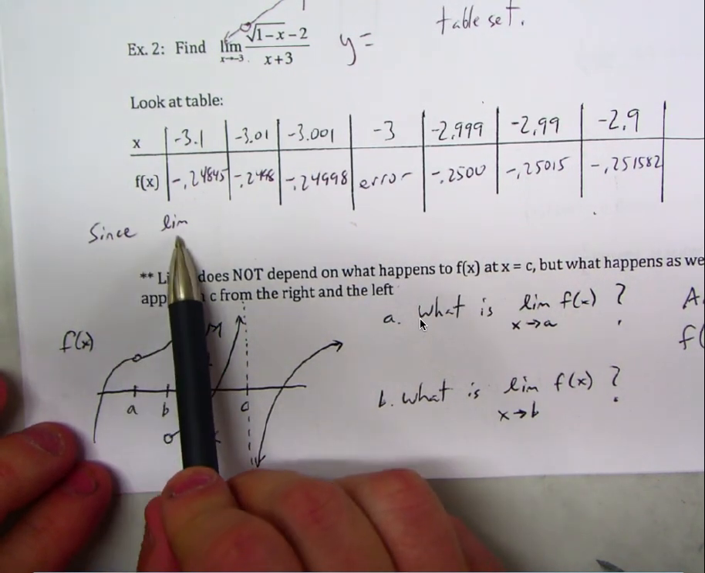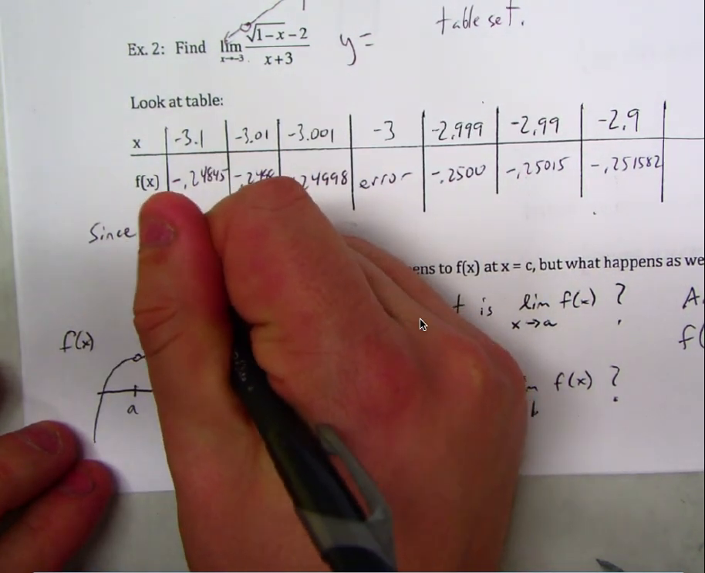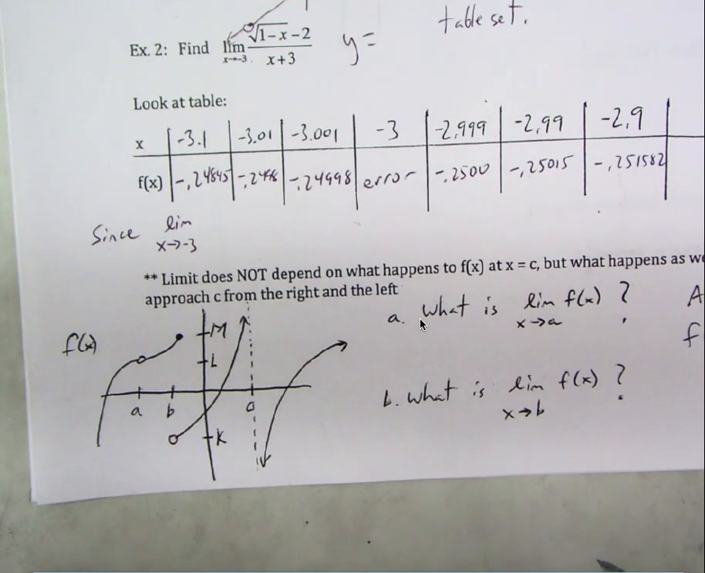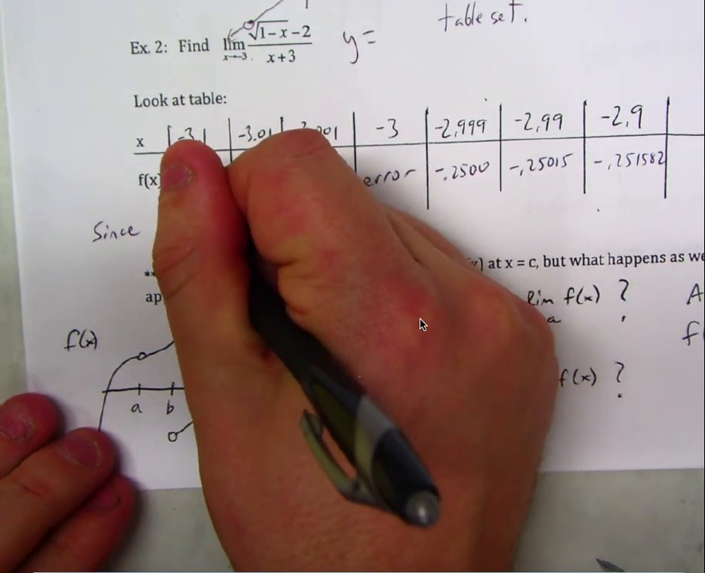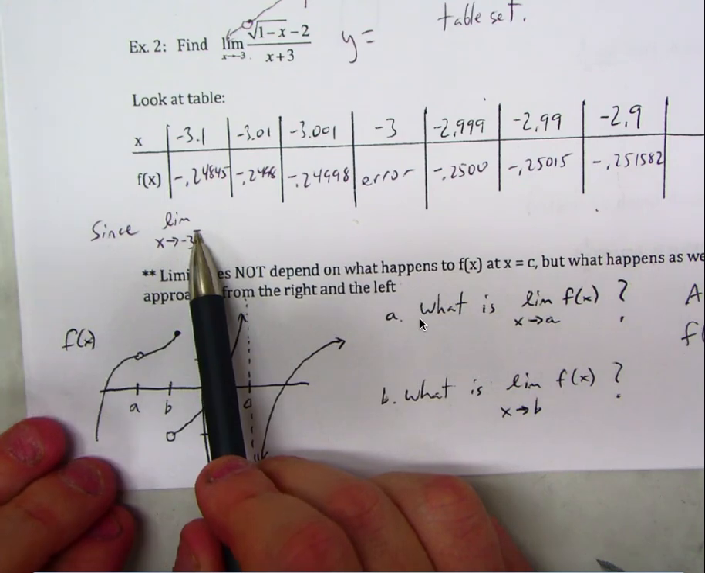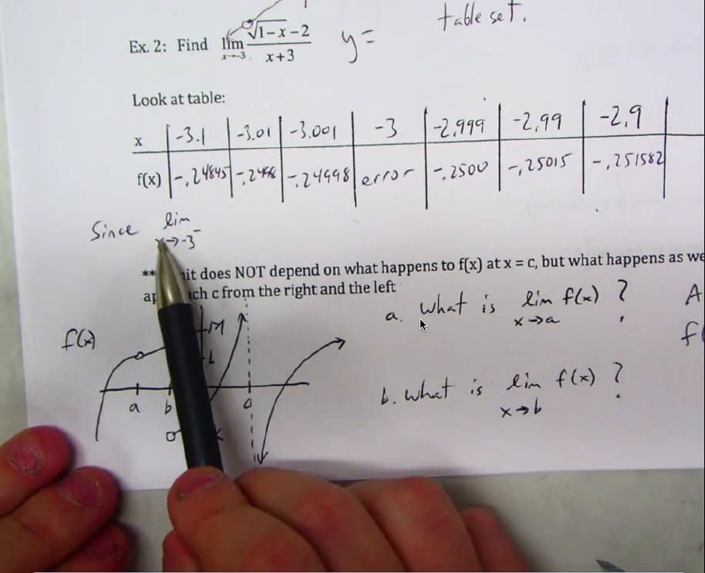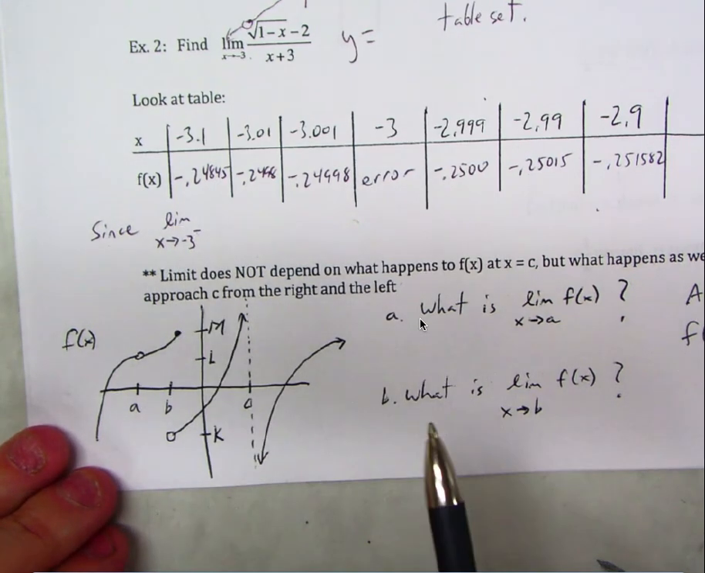So since the limit as x approaches negative 3, now the way we say from the left, we put a little minus sign up here in the top right corner. This is standing for the limit as x approaches negative 3 from the left.